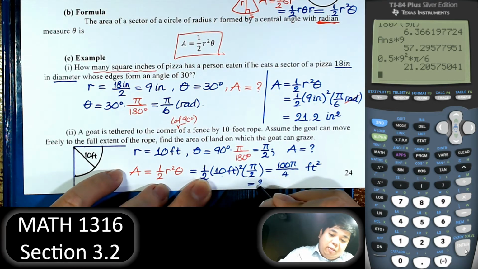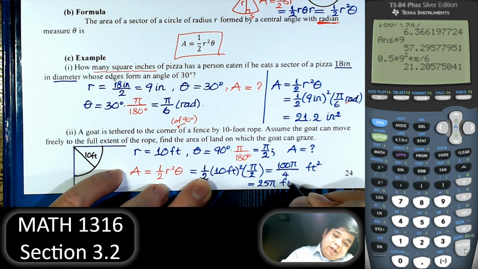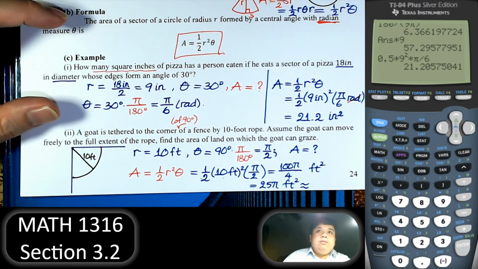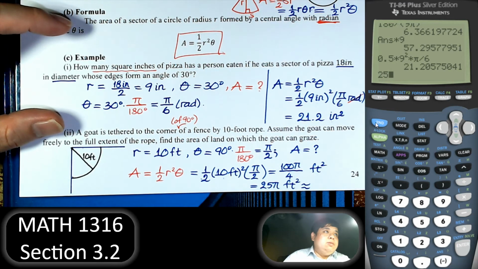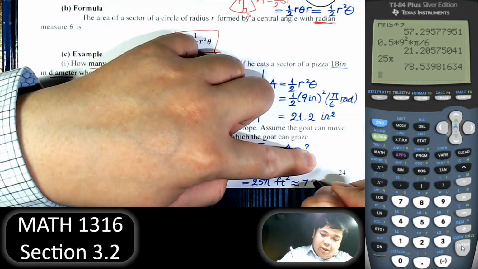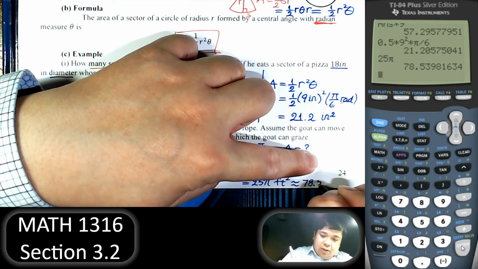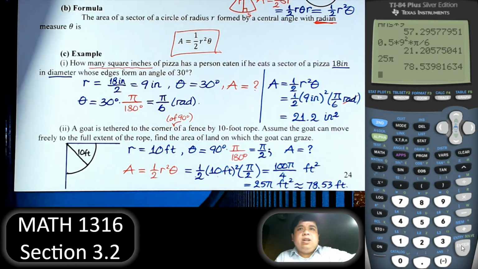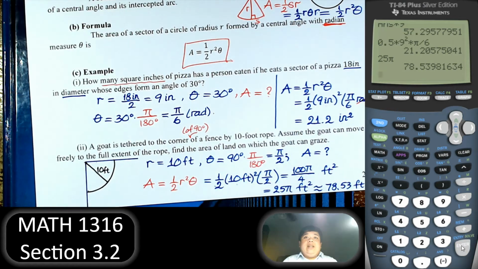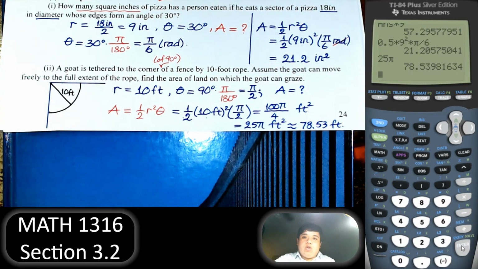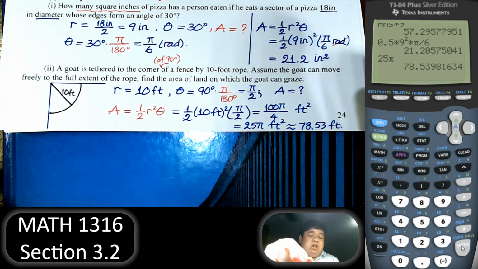That gives us 25 pi square feet, which is equivalent to 78.53 square feet. Right. So that's good. However, the formula is nice and all, but you can even do that without the formula. Just do ratio and proportion. We still need to know the area of a disk or area of a circle.